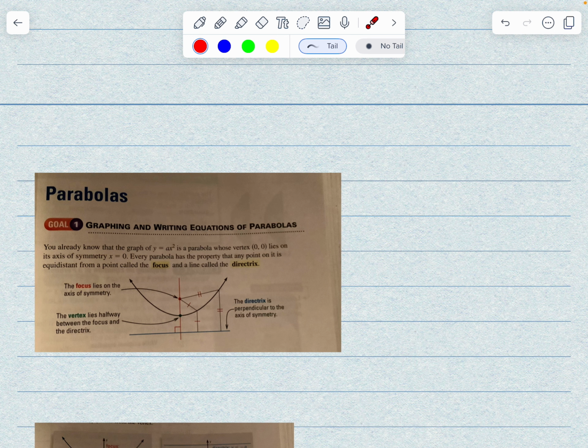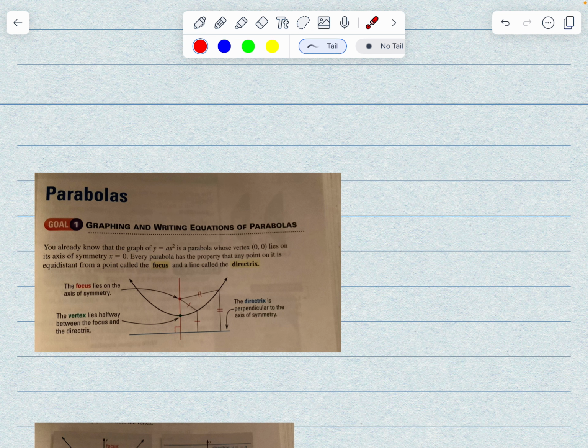Now how are the focus and vertex connected with each other? The vertex lies halfway between the focus and the directrix. So the two new things that we learned about the parabola, which are the focus and the directrix, the vertex is halfway between these two. Okay, so that means this distance is equal to this distance.